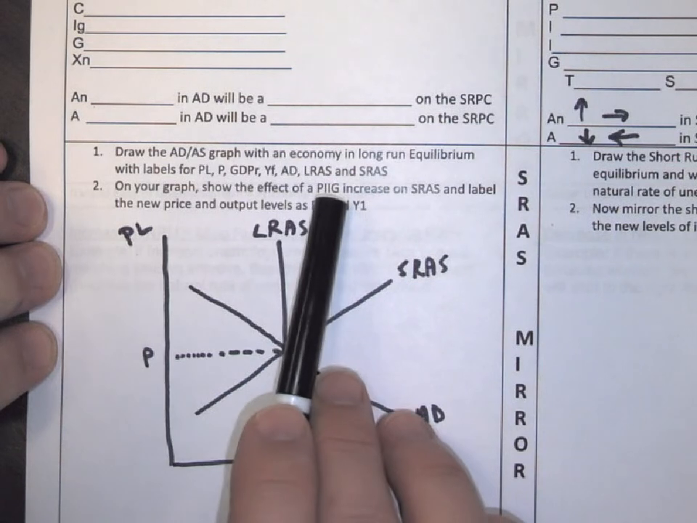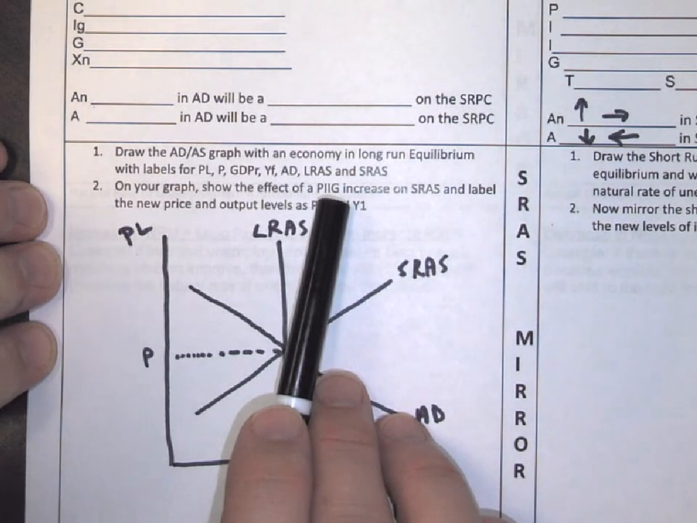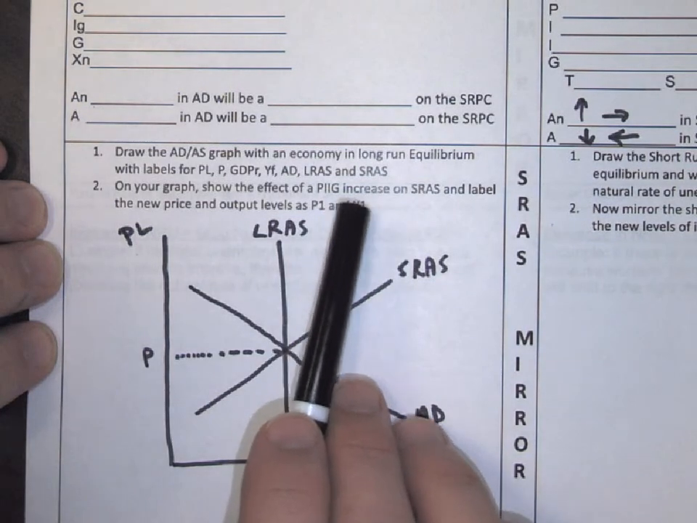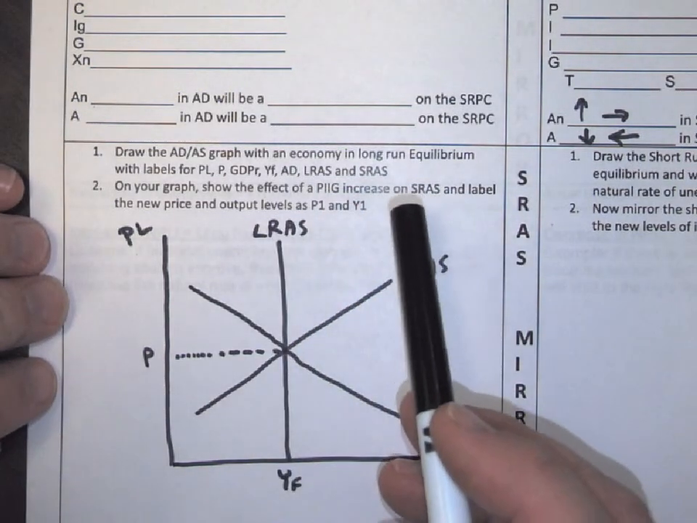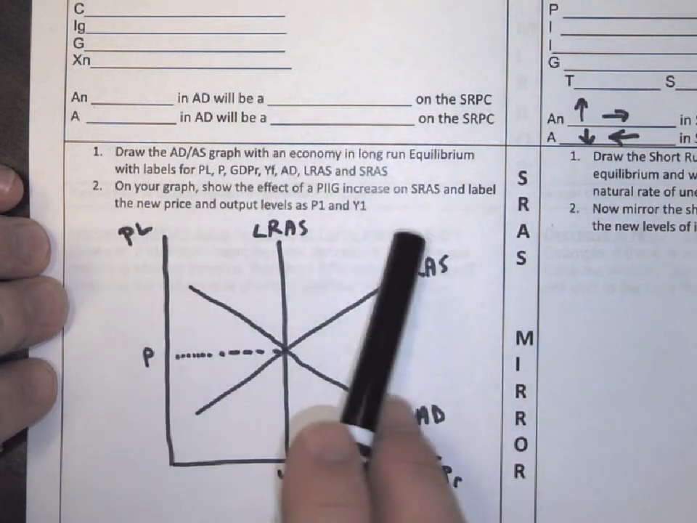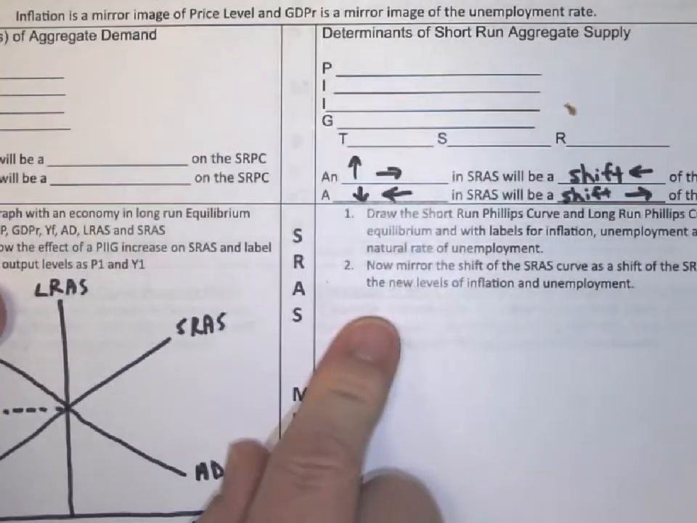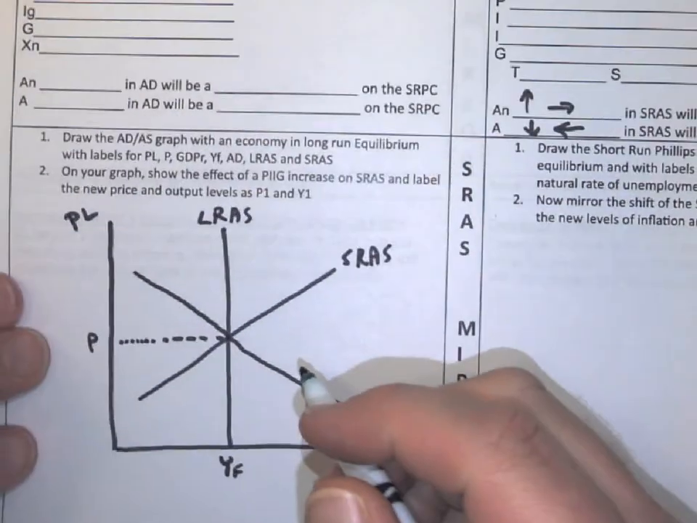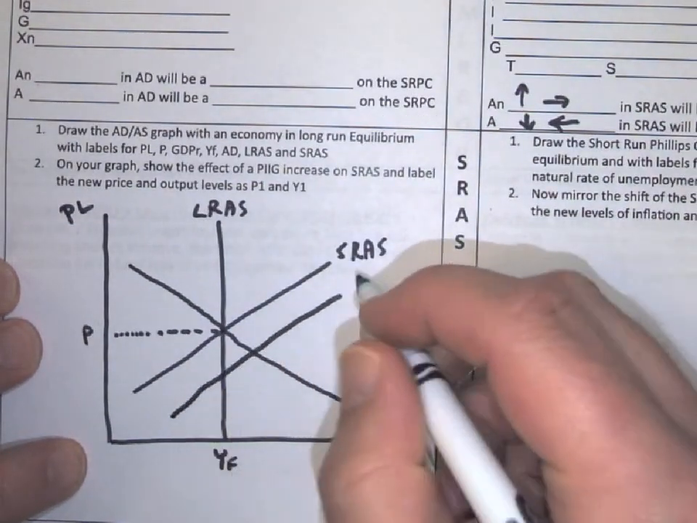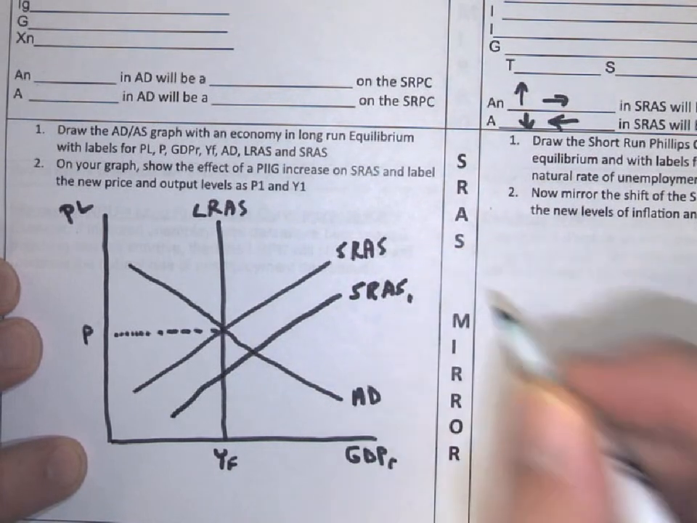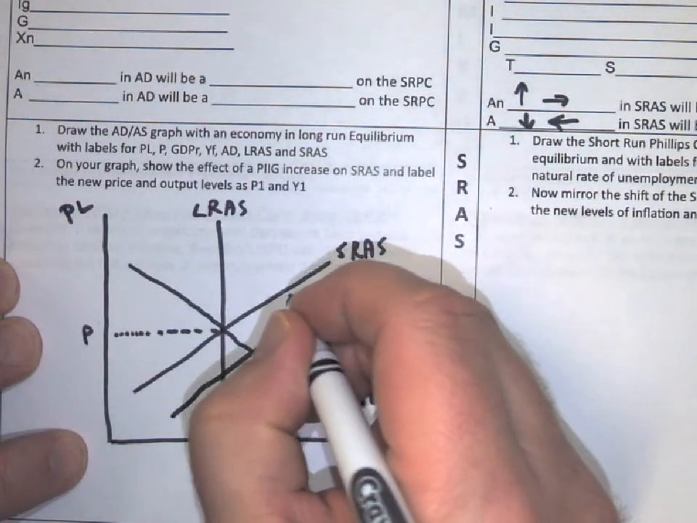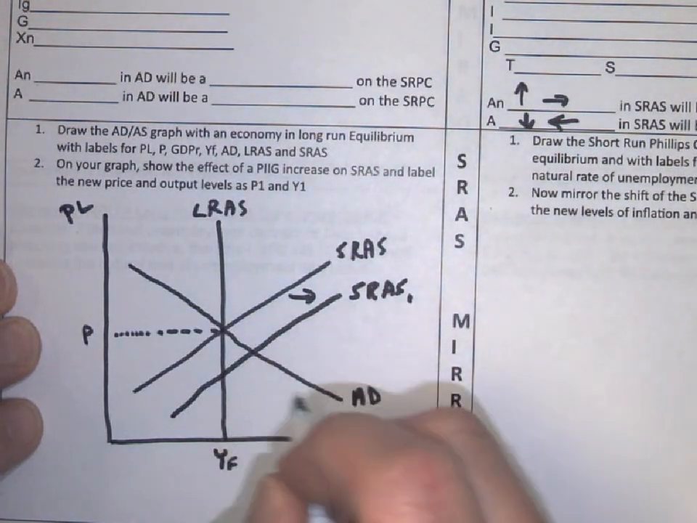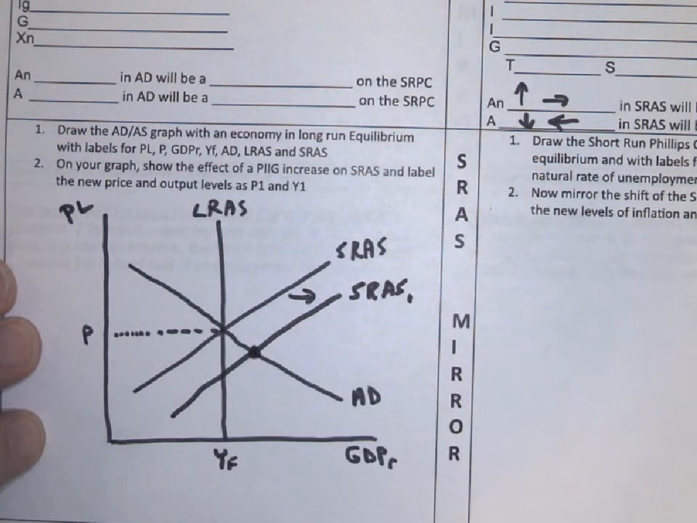Now something in PIG, productivity, input prices, inflationary expectations, government action, increases or makes businesses able to produce more stuff, more supply. So we're going to have an increase in short-run supply that's going to shift to the right. When short-run supply shifts to the right, that's going to create a new short-run supply. I'll label it, make my right arrow, and wherever short-run supply crosses aggregate demand, that's going to create a new point of short-run equilibrium.